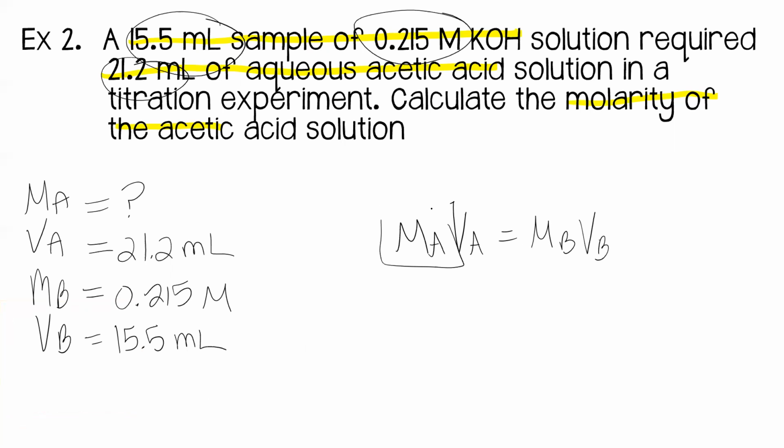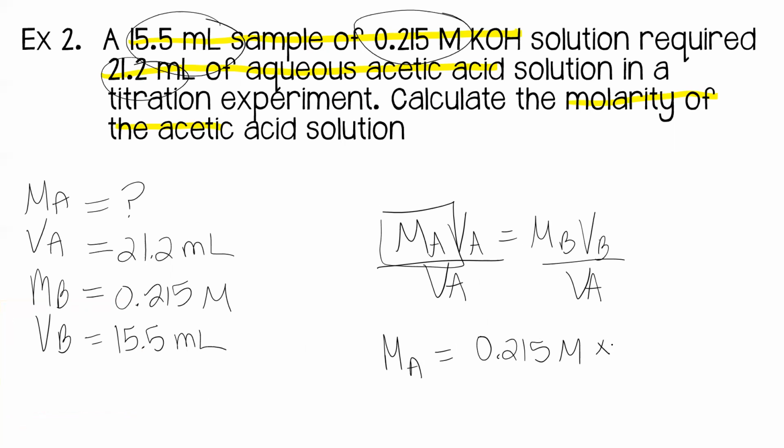and once again solving for MA, divide both sides by VA. So molarity of my acid is going to equal my molarity of my base times the volume of base used divided by the volume of acid that was needed. So once again, you have to make sure you put these in the right spot. So go ahead and solve that out.